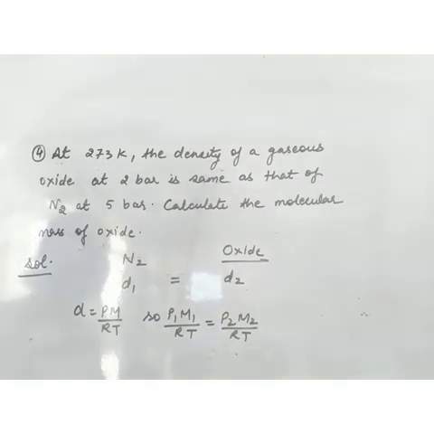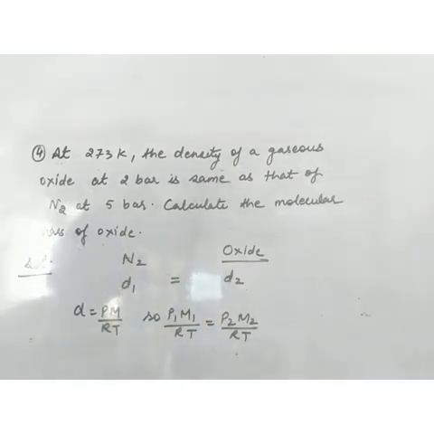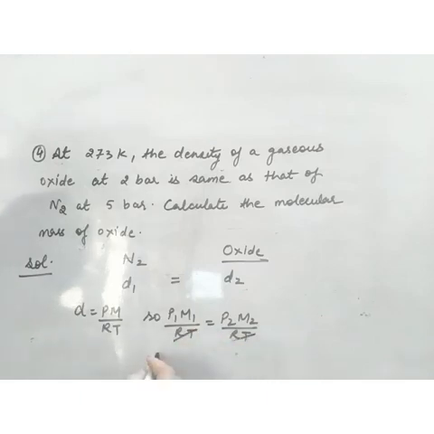Now the next question is, at 273 Kelvin, the density of a gaseous oxide at 2 bar is same as that of nitrogen at 5 bar. What is the molecular mass of the oxide? So we have two cases, one is nitrogen and one is oxide. The density of nitrogen is d1 and that of oxide is d2, and he is saying that d1 and d2 are same. Now what is the formula for d? It is PM upon RT. So what is d1? It is P1 M1 upon RT. Now R and T are constant, temperature is 273 and R itself is a constant. So P1 M1 upon RT is equal to P2 M2 upon RT. Okay, now it will be like this. So P1 M1 is equal to P2 M2.